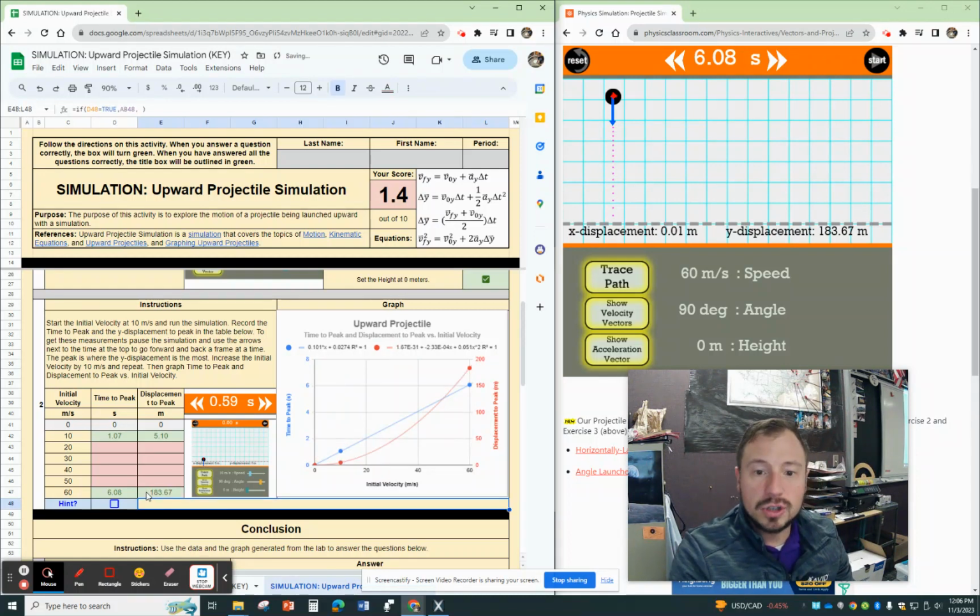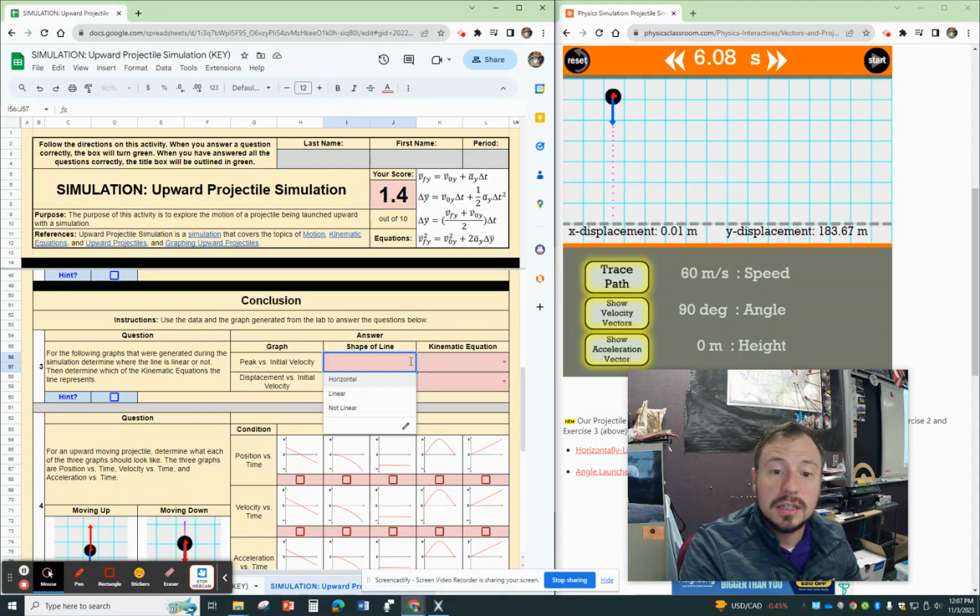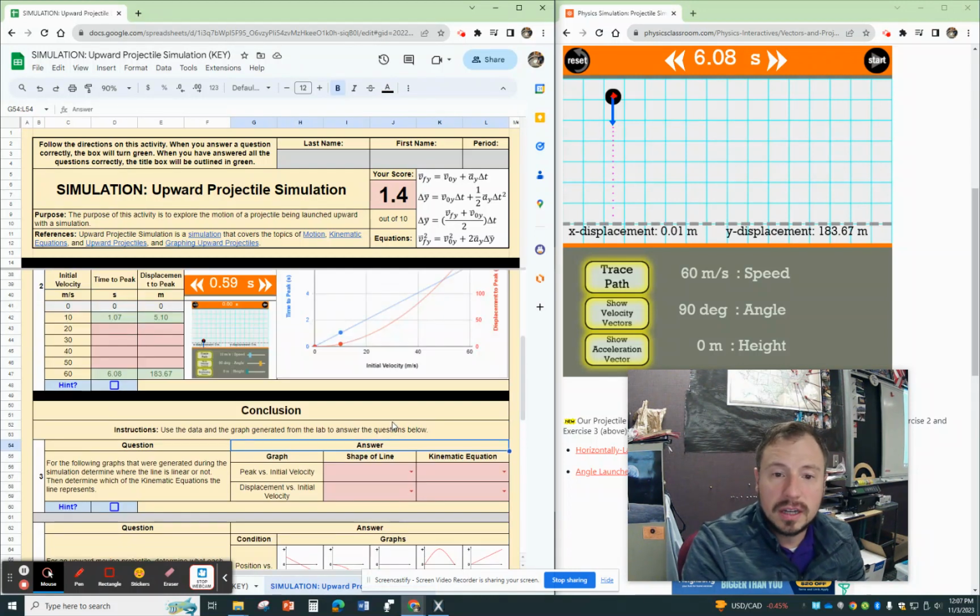183.67, boom, right? So this is about what my graph should look like, and my data points should fall on this line. Now, once we analyze that data, to show you the shape of the line, you do have horizontal, linear, not linear, but then we're actually graphing 2 of the kinematic equations here, right? So I'll show you how to do that.